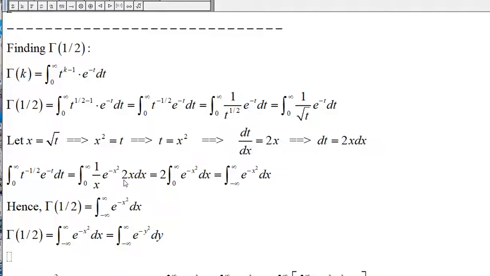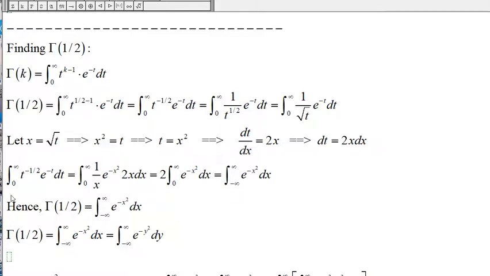This is a multiplication constant 2, so we can move it and place it in front of the integral. X divided by x is 1, and so what's left is e to the negative x squared dx. This represents the area from 0 to infinity.